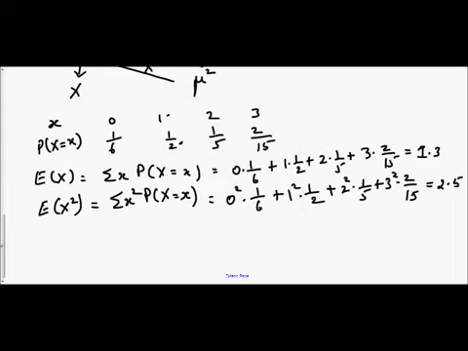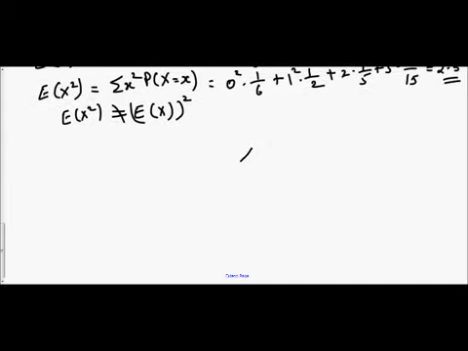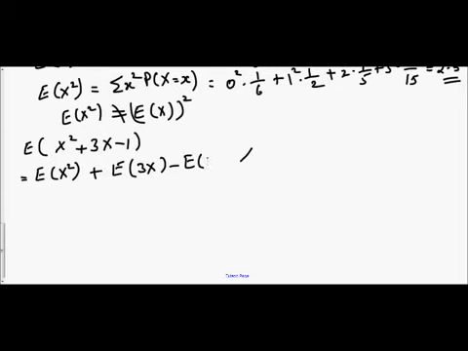So you can see that the expectation of x square is not equal to the expectation of x the whole square, right? This is 2.5, and 1.3 square is not equal to 2.5. We can also find something like, if it is given, you can separate it: expectation of x square plus expectation of 3x minus expectation of 1. Okay, so we are going to use certain properties of expected values.